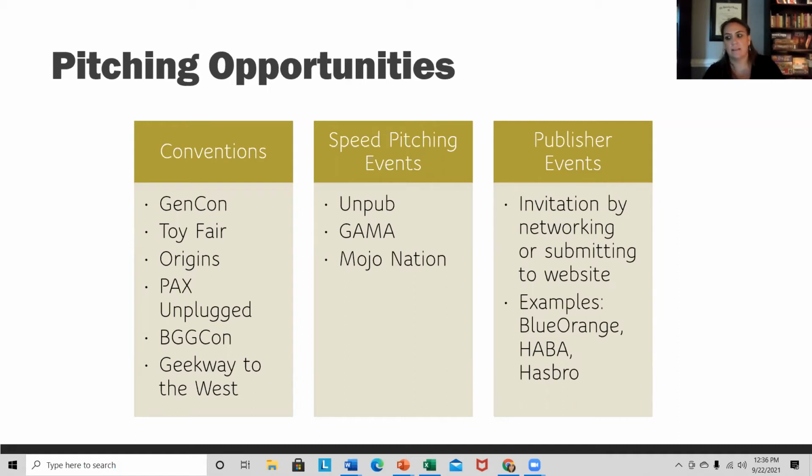Toy Fair is in New York City. You actually have to pay a large amount to attend if you're not a retailer. For retailers, it's free, but if you're an inventor, it's like $1,500.